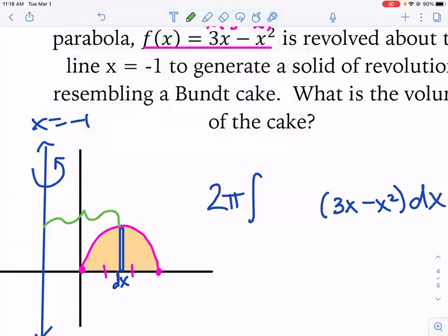Cole, what's this distance that I highlighted in green? What's this distance? x plus 1 is our radius. You can either think of it as right minus left, x minus -1, or you can think of it as this distance is x, but then we kept going one more unit.